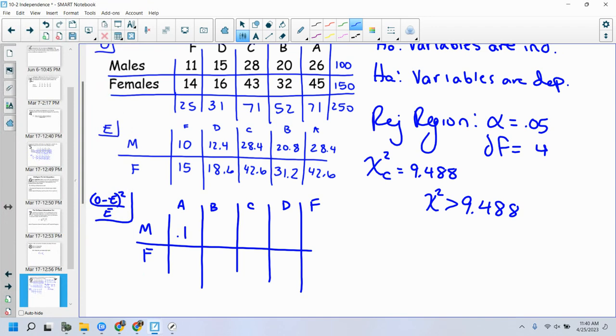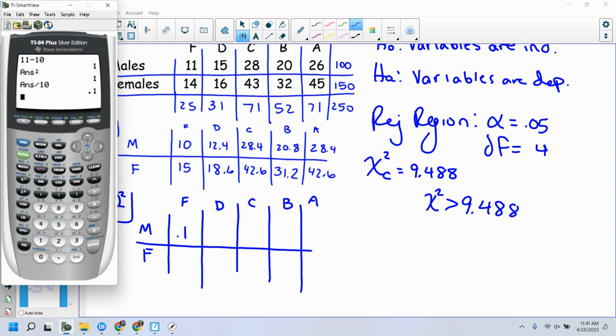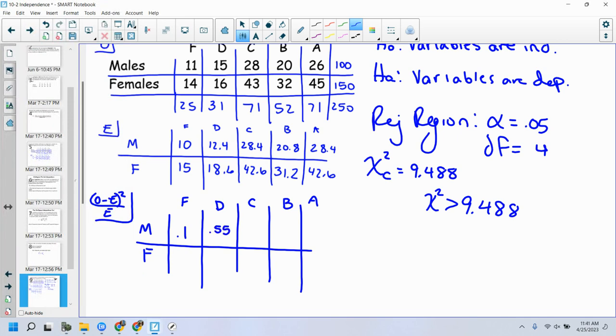Honestly, at that point, does it matter? No, because I'm just going to be summing them all up, right? You're totally right, I did screw that up. But at this point, these are just spread values. How much does O differ from E? And in the end, I'm just going to add them all up. Okay, 15 minus 12.4 squared divided by 12.4 is 0.55. I'll round it to the nearest hundredth.